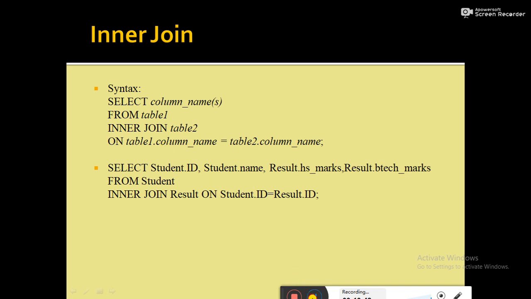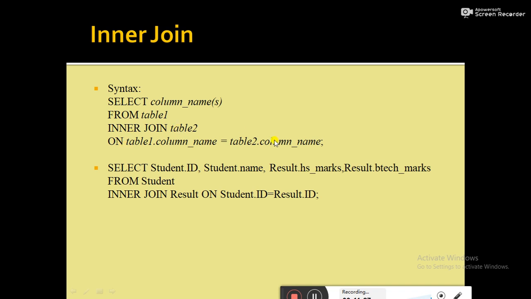Then the condition you have to specify: table 1 dot column name is equal to table 2 dot column name. We have specified that for doing any kind of join operation between two relations, the must condition is that both the participating relations should have a common attribute. Suppose in the syntax, column name is the common attribute. That means the column name attribute belongs to both relations, table 1 as well as table 2.